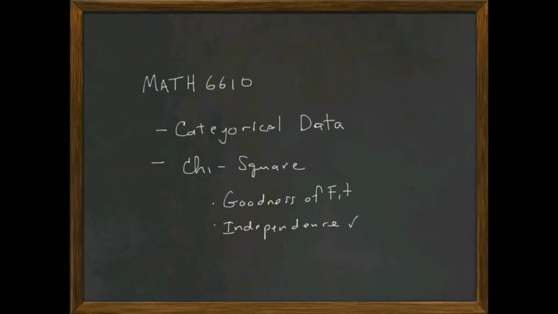Okay guys, Math 6610, this video is on categorical data analysis, and we're going to look at chi-square goodness of fit and the test of independence.